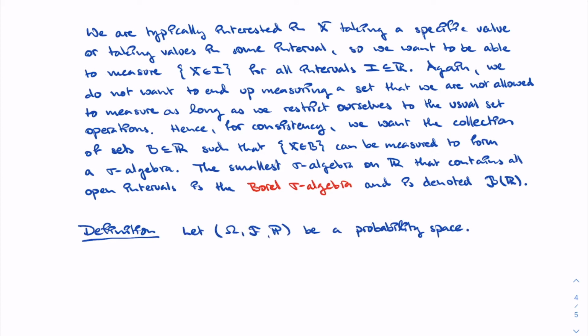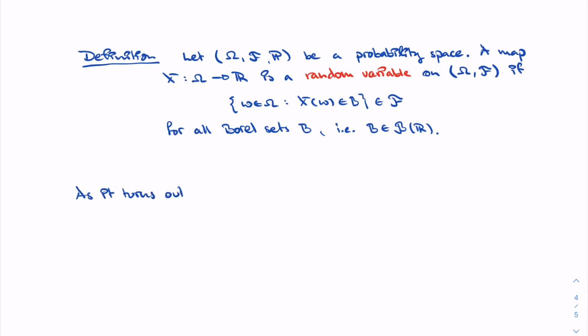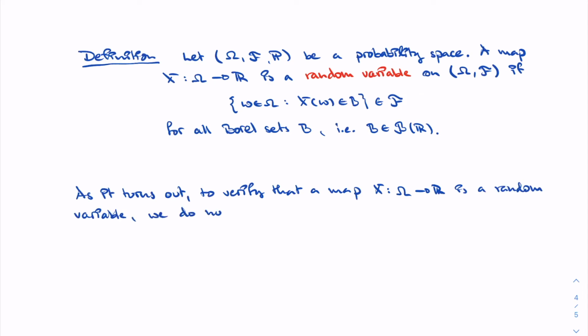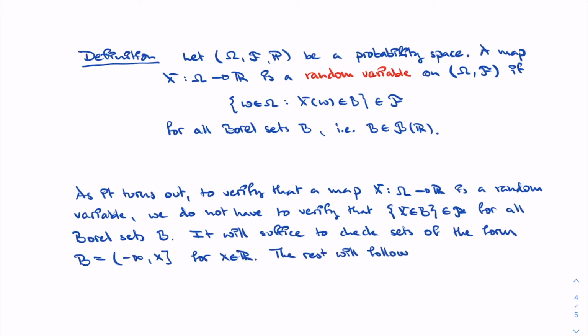Let Omega, F and P form a probability space. A map X is a random variable if the pre-image of B belongs to the sigma algebra F for all Borel sets B. As it turns out, to verify that the map X is a random variable, we do not have to verify that the event X takes values in B belongs to the sigma algebra F for all Borel sets B. It will suffice to check the intervals from -infinity to x for all x. The rest will follow automatically.